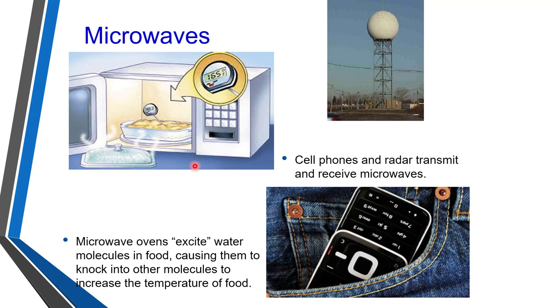In microwaves, small wavelength waves are used, and they are used to excite the water molecules in the food, causing them to knock into other molecules to increase the temperature of the food. Here, the temperature of the food is increased by passing microwaves through it. Cell phones and radar transmit and receive microwaves. We use these devices daily.